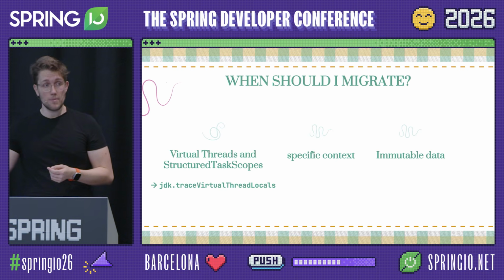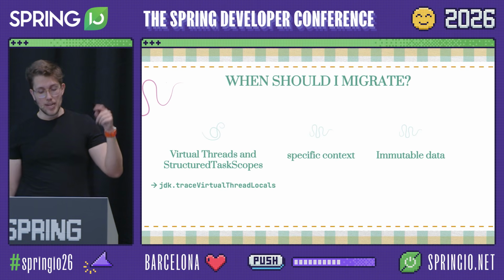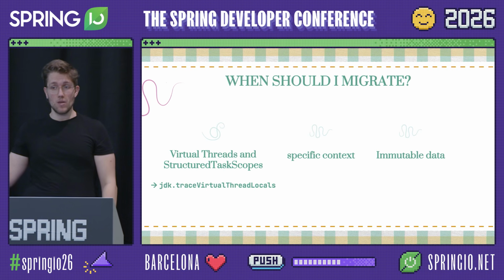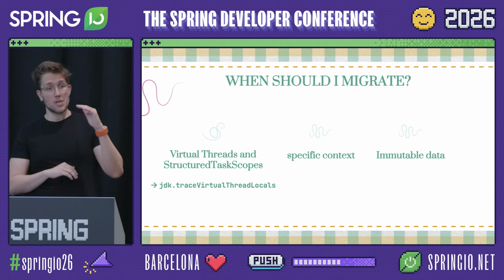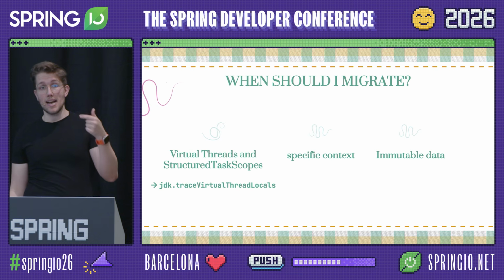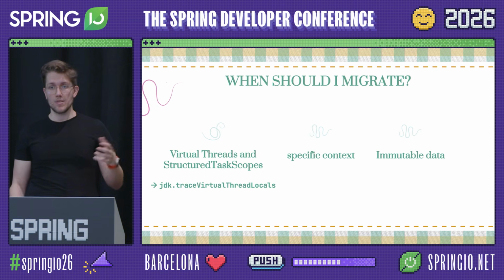There is a really cool property for that, where you can enable JDK trace virtual ThreadLocals, and this will then show you a stack trace every time you try to access a ThreadLocal in a virtual thread, so that you know where you maybe still have issues.